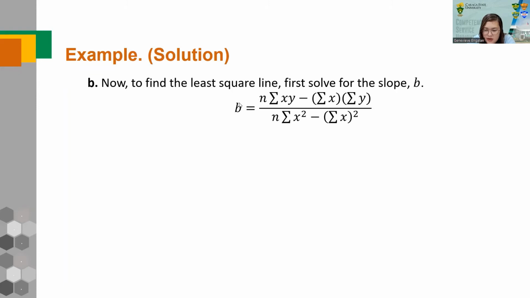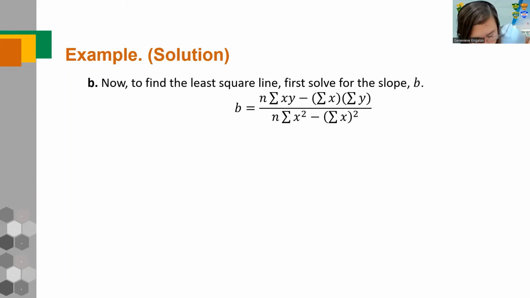So, kinahanglan nato ang B, kay nato ma-solve si A. So, si B is, mauna ang formula: N times summation of X times Y minus summation of X times summation of Y over N times summation of X squared minus summation of X quantity squared.